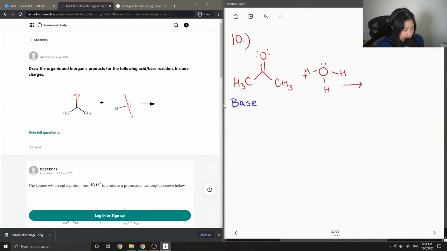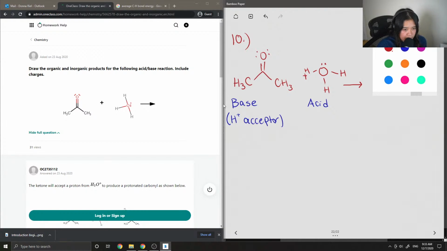So this reactant is our base because it is the proton acceptor. And this hydronium ion, which has a positive charge, is our acid, since it is the proton donor.